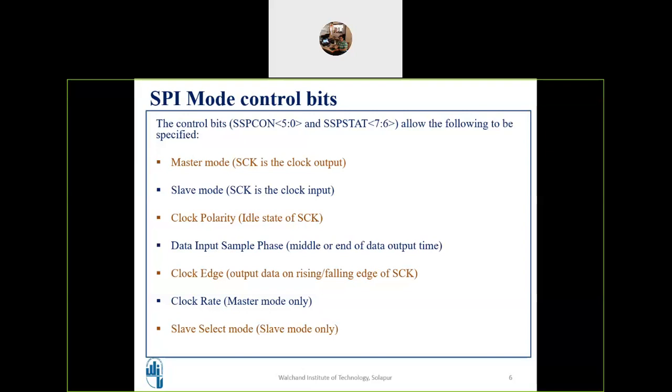Now this SPI mode operation we were trying to understand, and when you are using this SPI mode operation, these are the controls used. You can have the operation of the PIC microcontroller device in either master mode or slave mode. If it is master mode, the SCK pin will be the output clock pin. If it is slave mode, the SCK pin of the microcontroller will be an input pin. Then clock polarity needs to be decided.